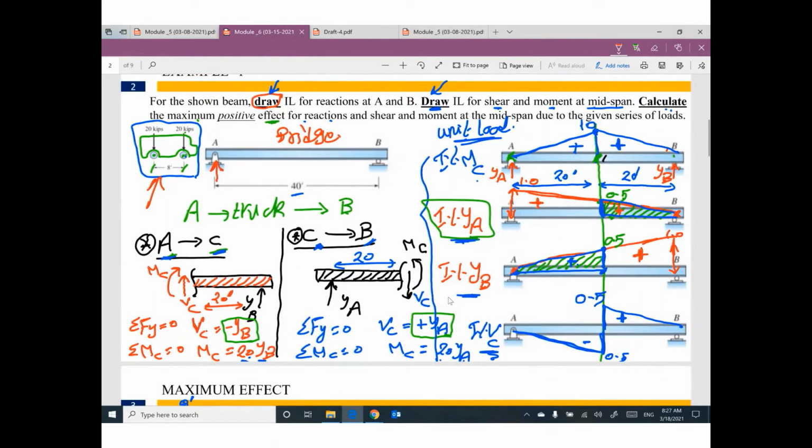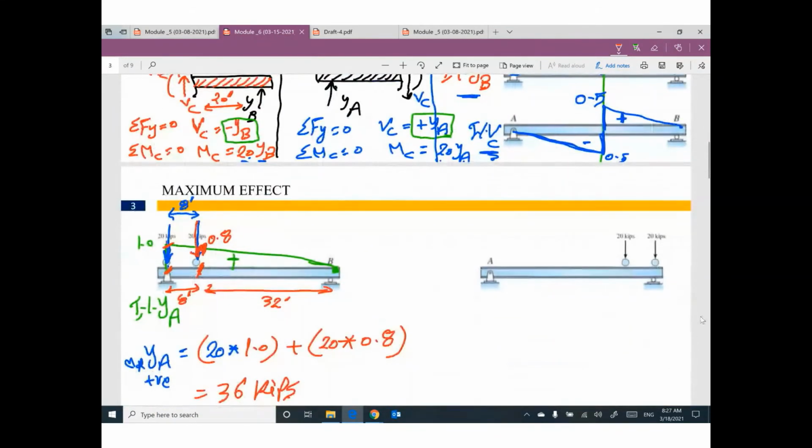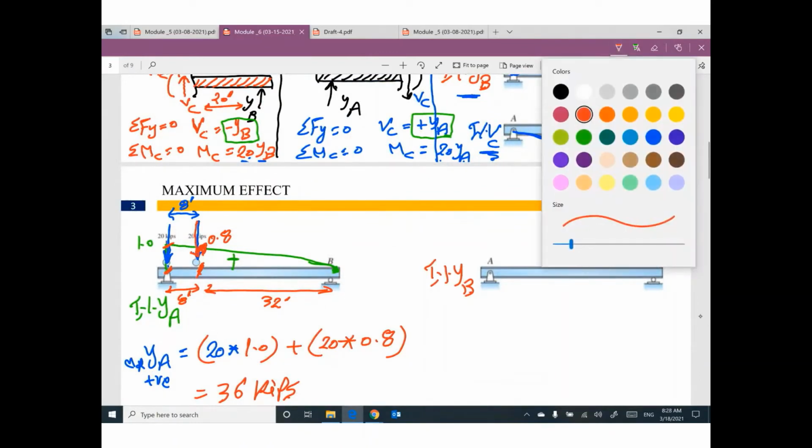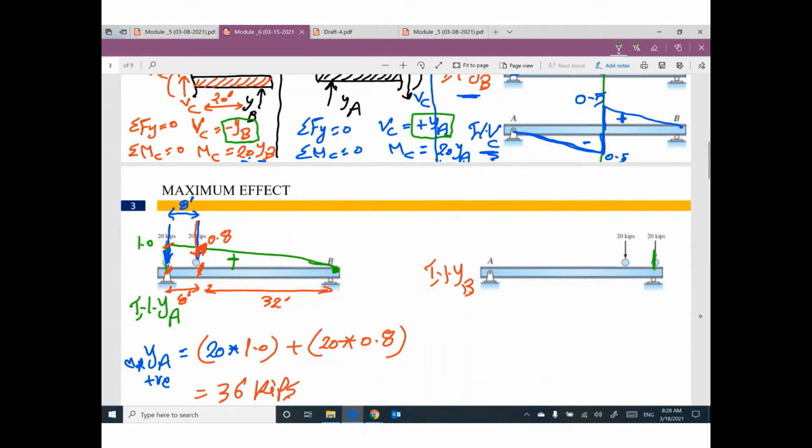One more time. Influence line, the maximum positive effect for reaction at YB. Influence line for YB, just a reminder. YB was something like this. Here is 1, here is 0. It was like this, positive. So I decided, as an engineer, based on the drawn diagram due to unit load, I found the maximum value for this load is here. So I decided to put the first wheel of the truck at this location.